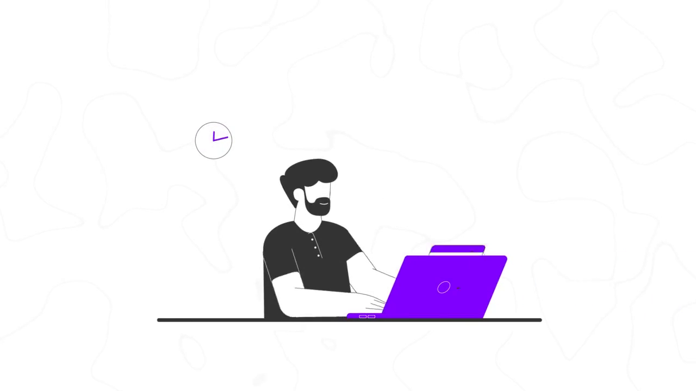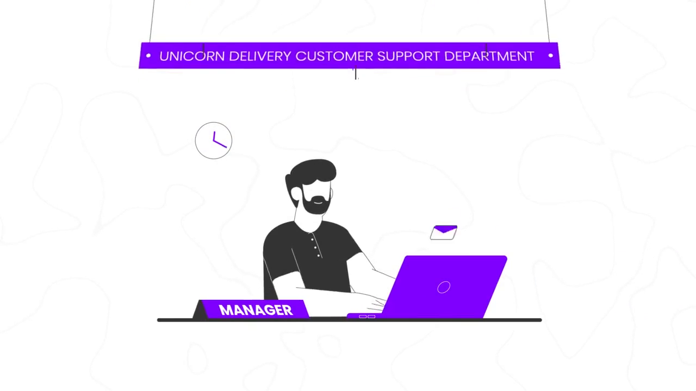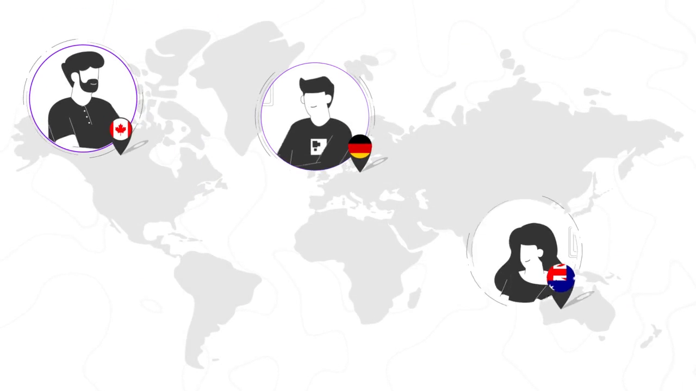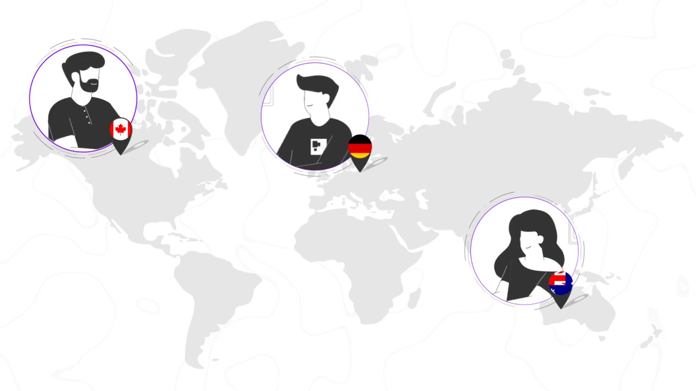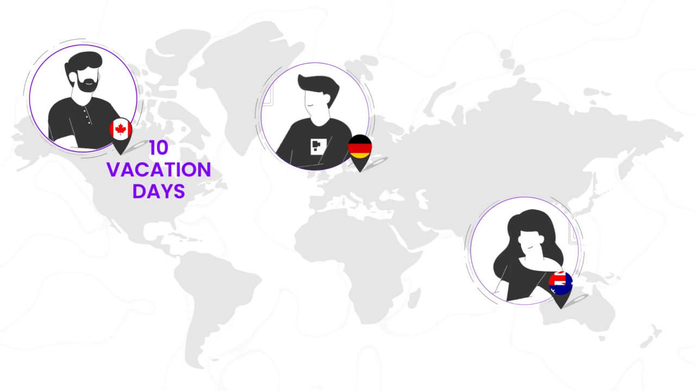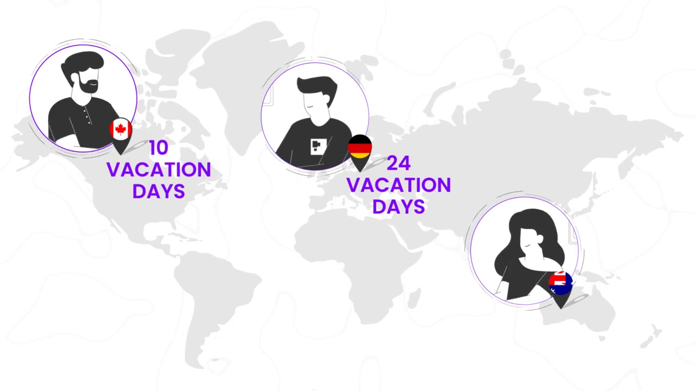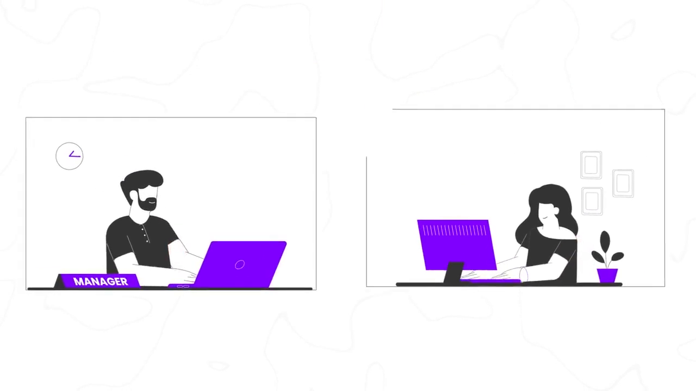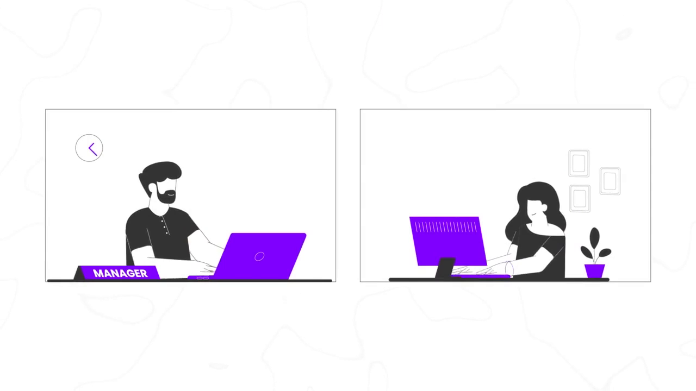Meet James. James is the manager of the Unicorn Delivery Customer Support Department. James is in Canada and his teammates Hans and Olivia are in Germany and Australia. In Canada, James has 10 vacation days. In Germany, Hans has 24 days, while Olivia, who's in Australia, has 20 days. They are all part of the same customer support department.